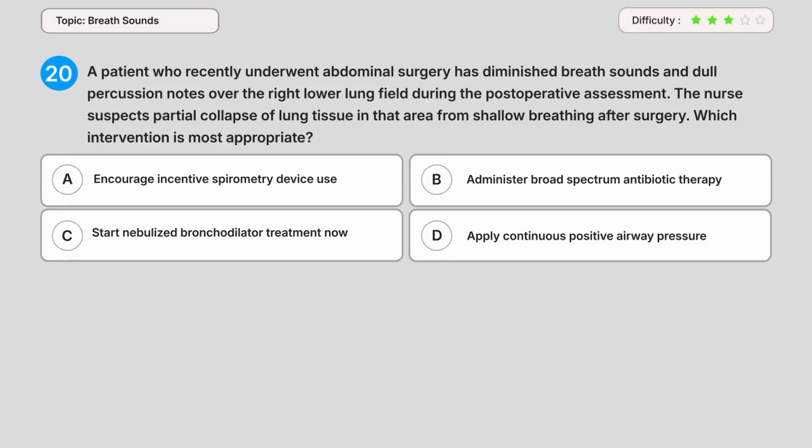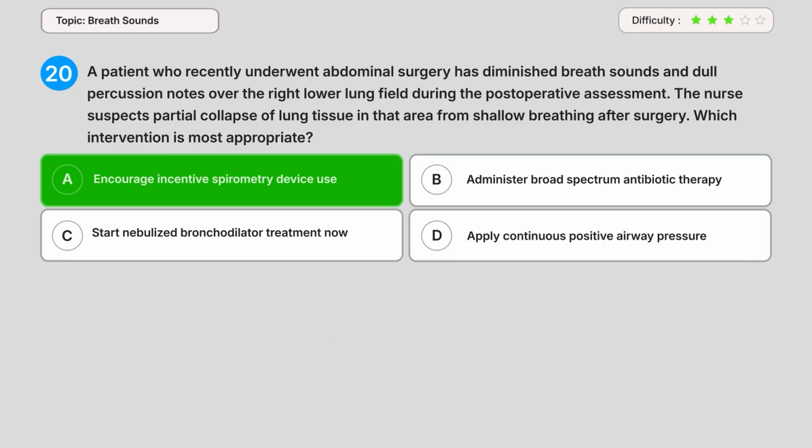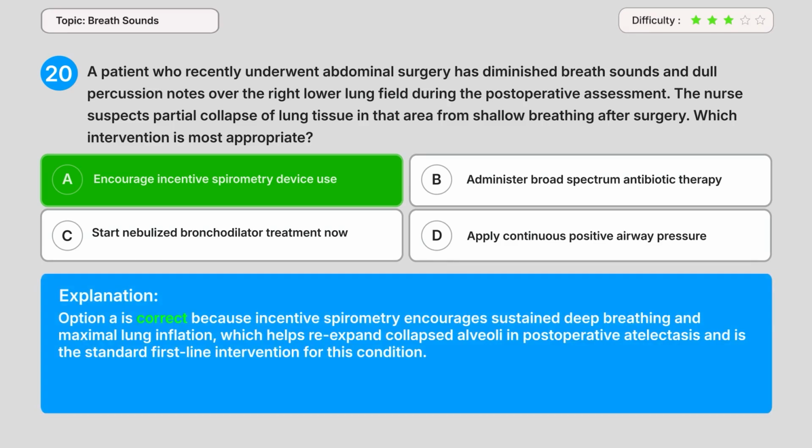Correct answer: A. Encourage incentive spirometry device use. Explanation: Option A is correct because incentive spirometry encourages sustained deep breathing and maximal lung inflation, which helps re-expand collapsed alveoli in post-operative atelectasis and is the standard first-line intervention for this condition.